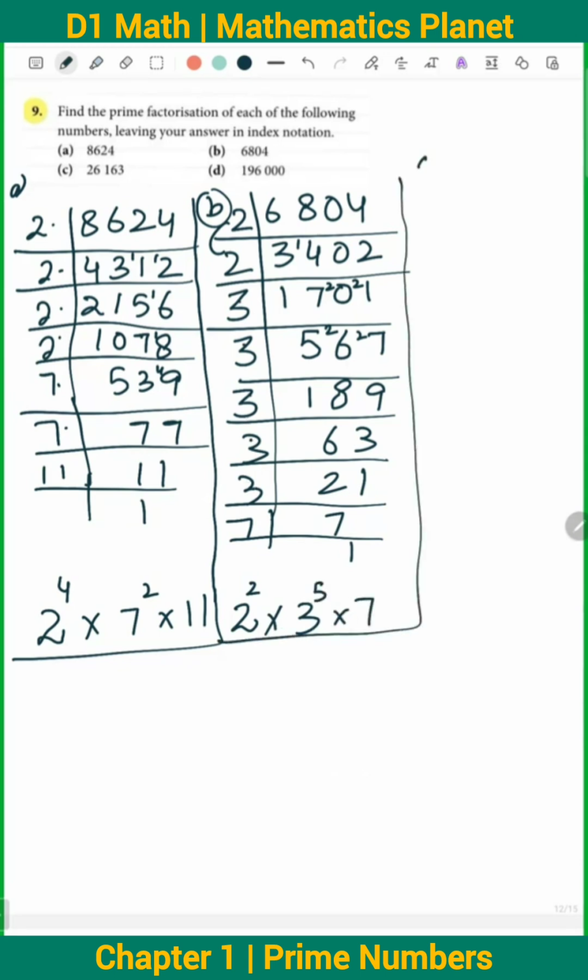Students, you can just stop me if you have any problem in the prime factorization part. Okay.